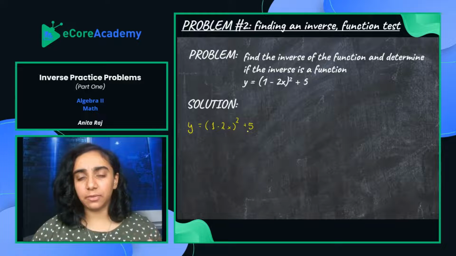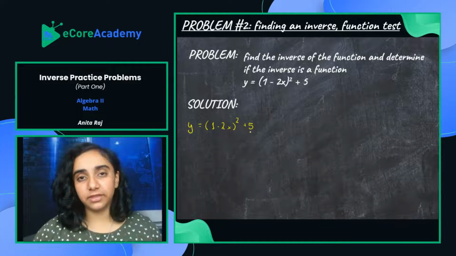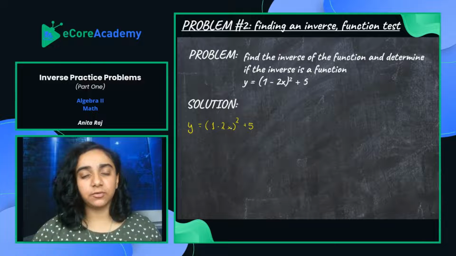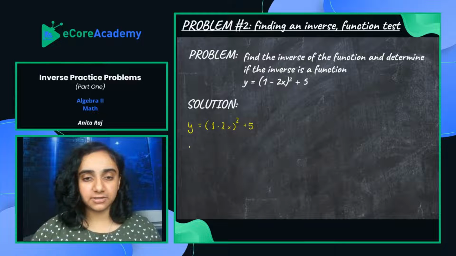So our first step, remember, to find the inverse is to swap the y and the x. So in this case, wherever we see x, we're going to rewrite it as y, and wherever we see y, we're going to rewrite it as x. So I'm going to rewrite this y as x, put that equal sign, 1 minus 2, I'm going to rewrite this as y, squared plus 5.